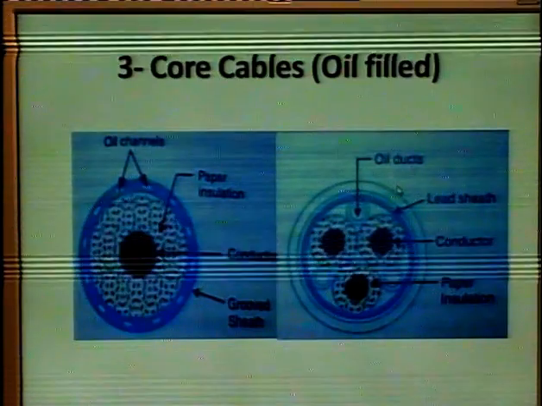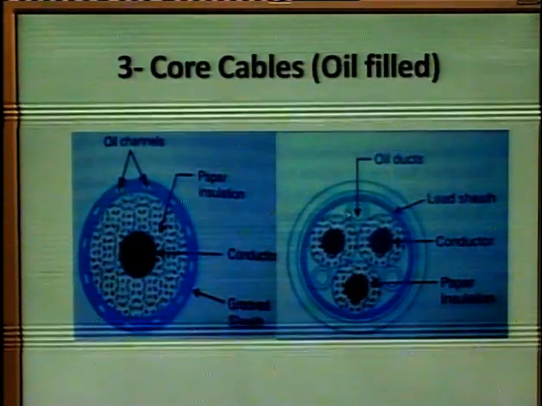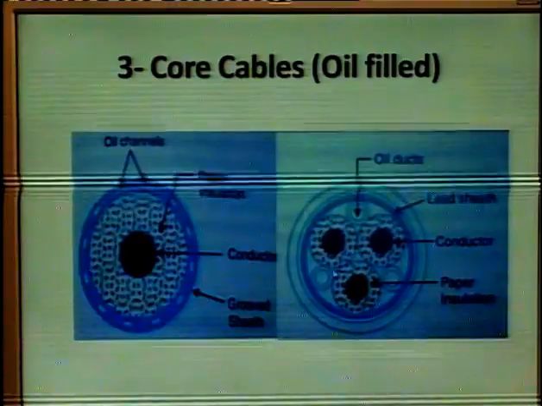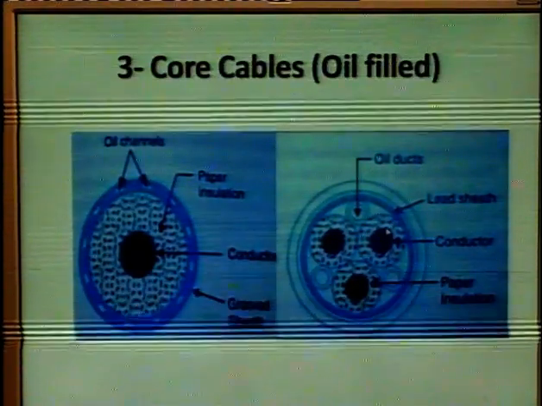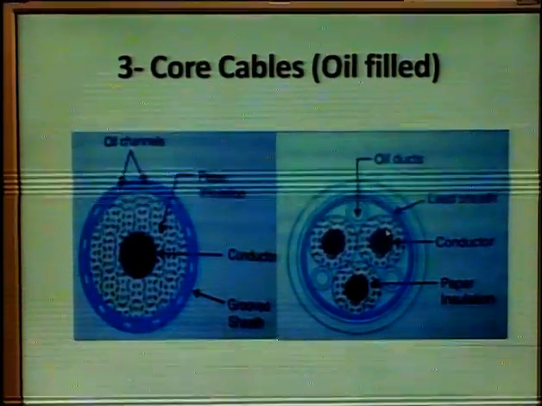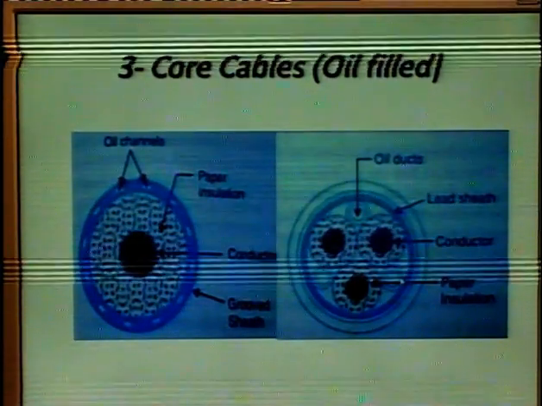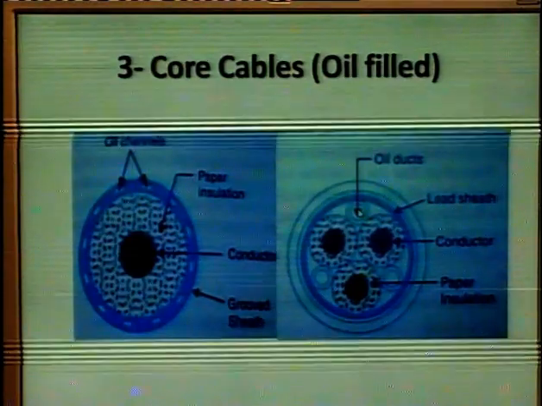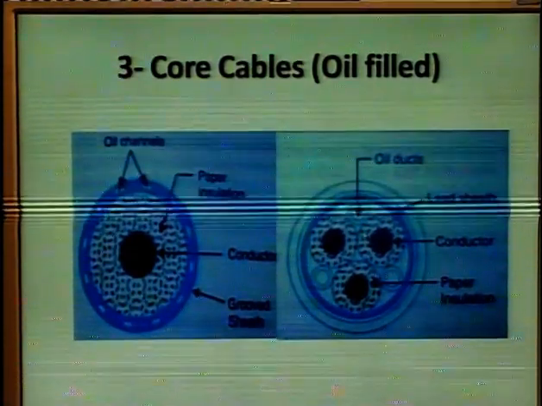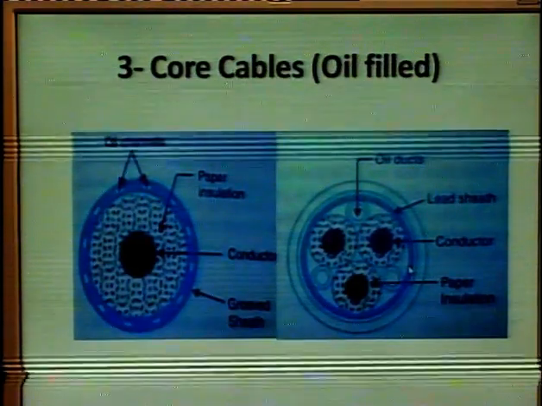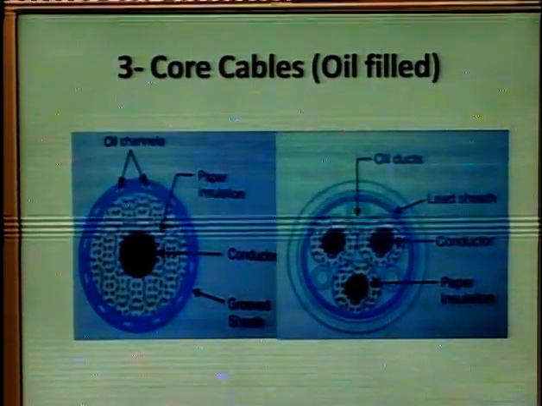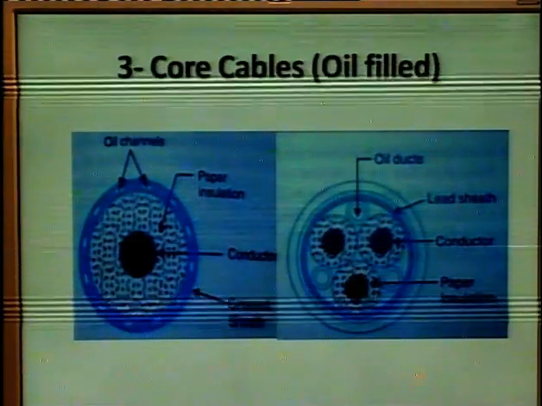And in the second type we can also see the various oil ducts. These are the conductors, paper insulation is there, and in these parts we have the oil ducts. We can see the three ducts. These are the oil ducts in which the oil is flowing at some pressure.